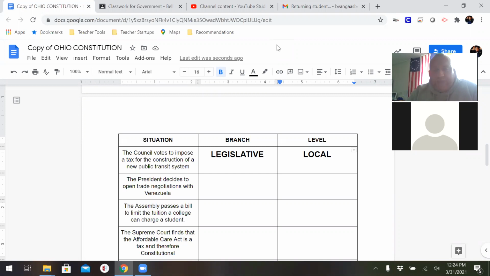Okay. Town council. The second one, the president decides to open trade negotiations with Venezuela. Okay. Now, you can use the chat function to answer, or you can unmute your mic. If we're talking about the branch that is represented here, which branch would it be if the president decides to open trade negotiations with Venezuela?